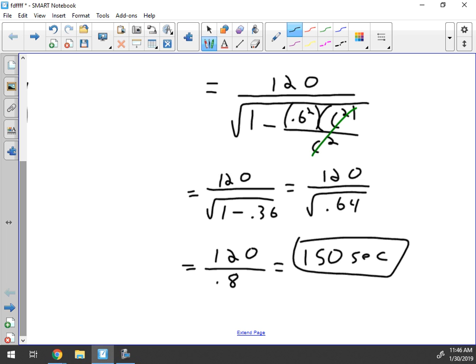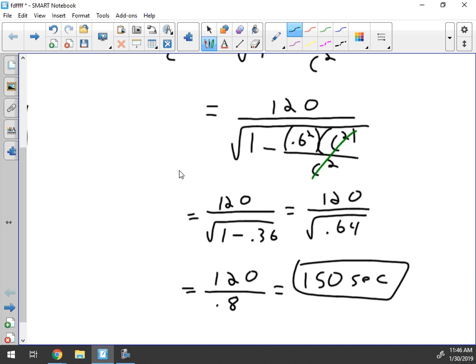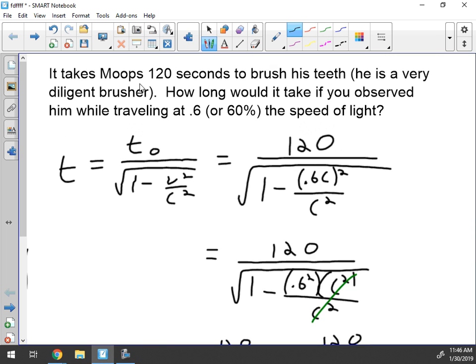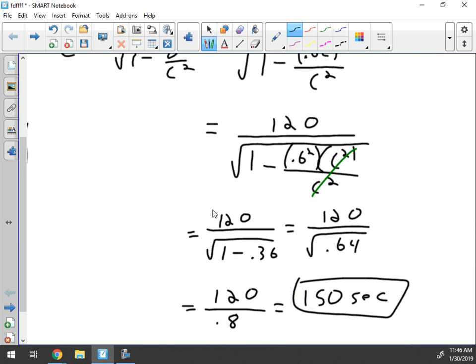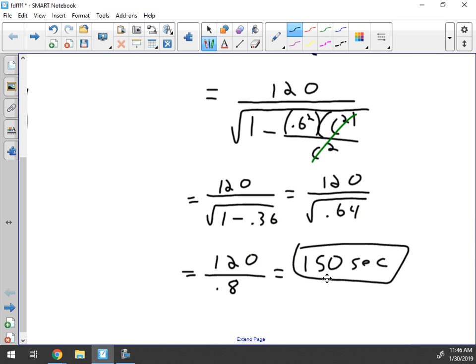So it normally takes him 120 seconds, that we can see at the top. 120 seconds is how long it normally takes. It's taking him 150. So that means because it's taking him longer, time is moving slower. So he'd be brushing in slow motion. So it'd be taking longer to get to the end.